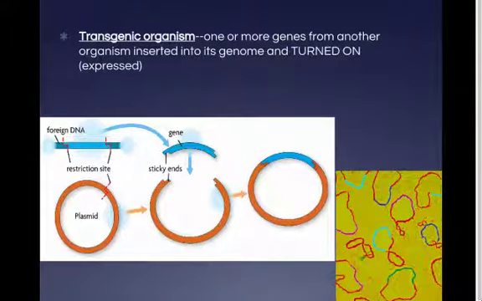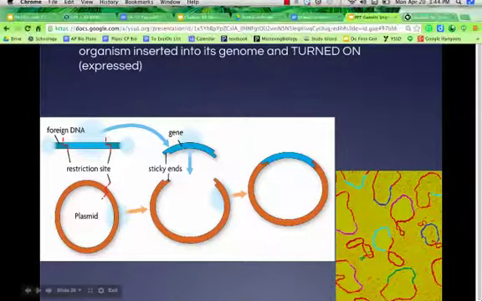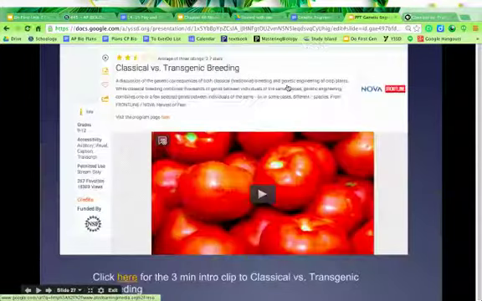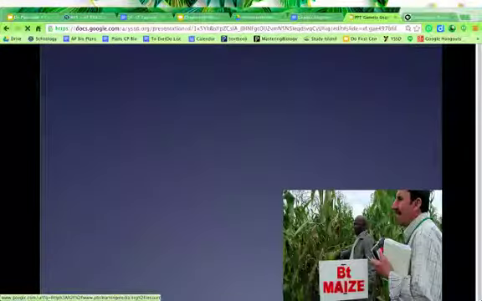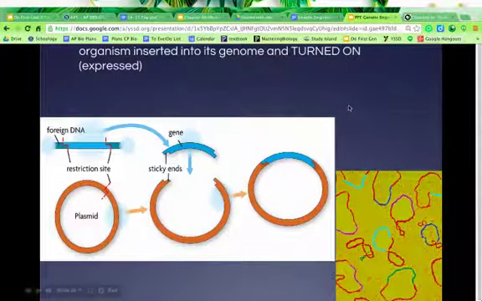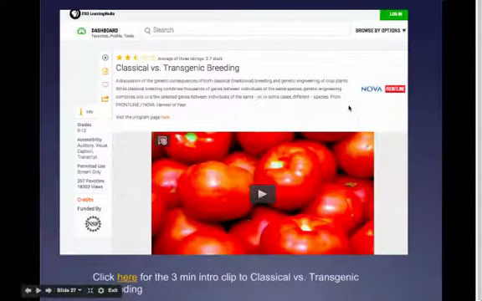So, a transgenic organism is the name that we give to anything where one or more genes from a different organism has been inserted into its genome. And here's the important part. It has to also be turned on and expressed, which means that that gene is actually shown in the genome, okay?